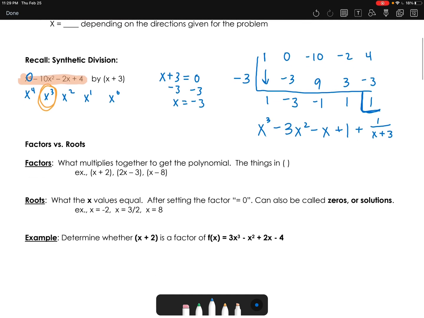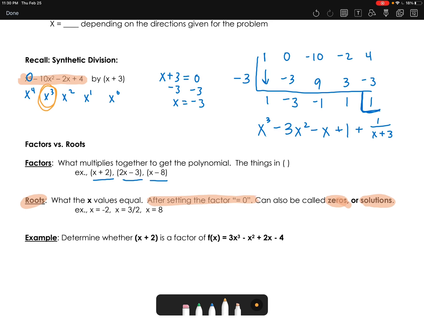And so now we're going to talk about the difference between factors and roots. They're definitely related. Factors are written as what you multiply together to get a polynomial. They're written in parentheses. So, for example, we were trying to see if x plus 3 was a factor of this polynomial. And they're written as binomials like this right here, okay? These are the factors of a polynomial. Roots are when you set those factors equal to 0. After you set a factor equal to 0, that's what you get. And roots are also called zeros, solutions, x-intercepts. That's what we've been calling them.